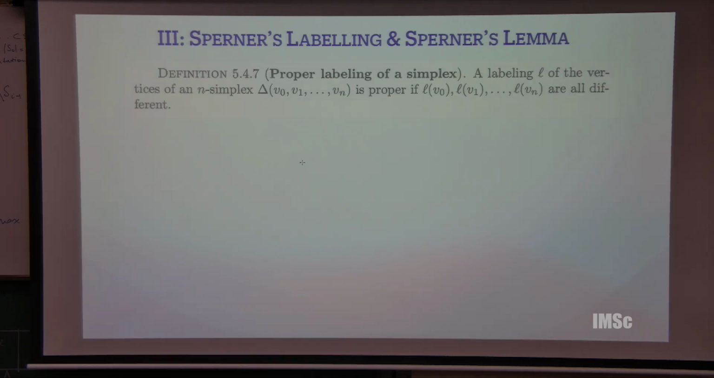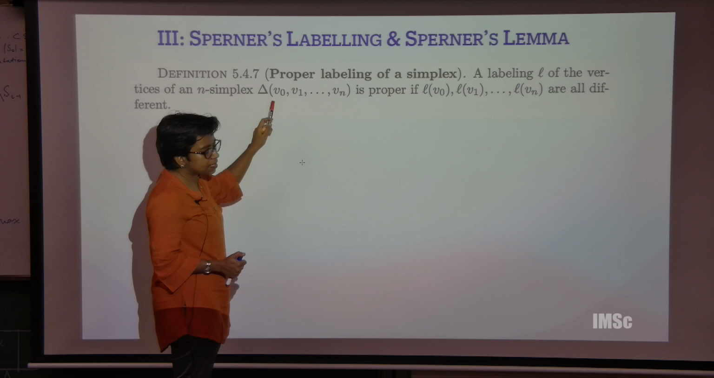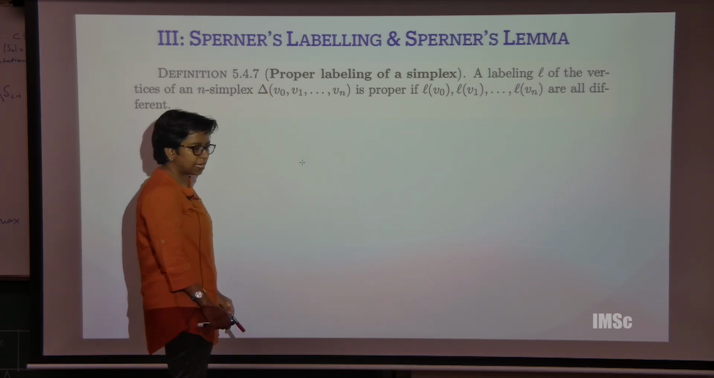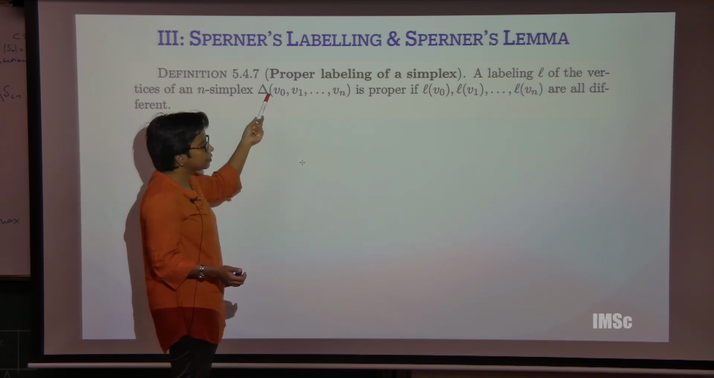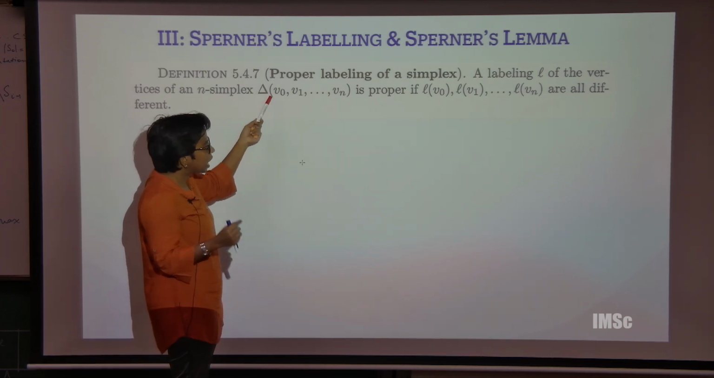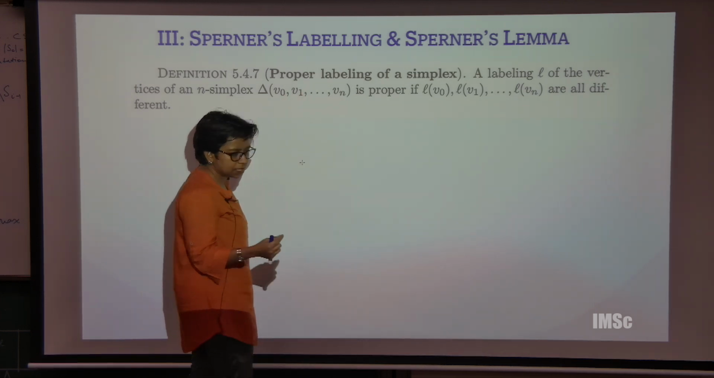Now we need this definition of a proper labeling of a simplex. A labeling L of the vertices of an n-simplex is proper if all these n plus 1 values are all different. Those vertices that are creating the simplex, firstly, they have to be affinely independent, and the convex hull of such affinely independent points is what defines a simplex. So the labeling of those points of the simplex has to be distinct.